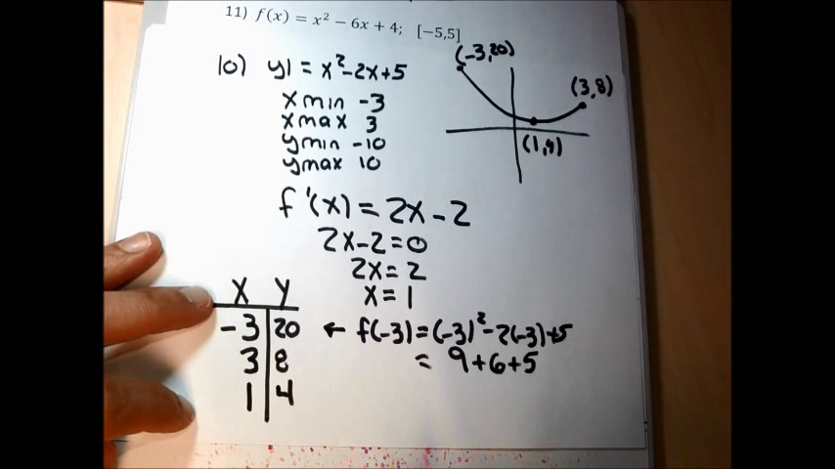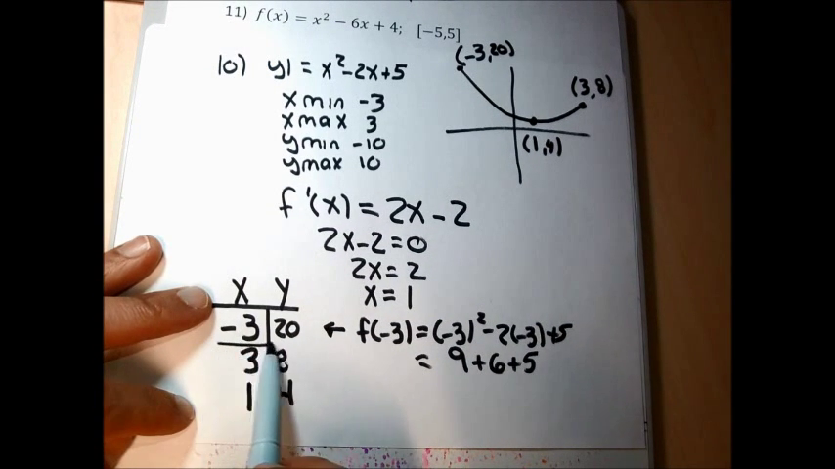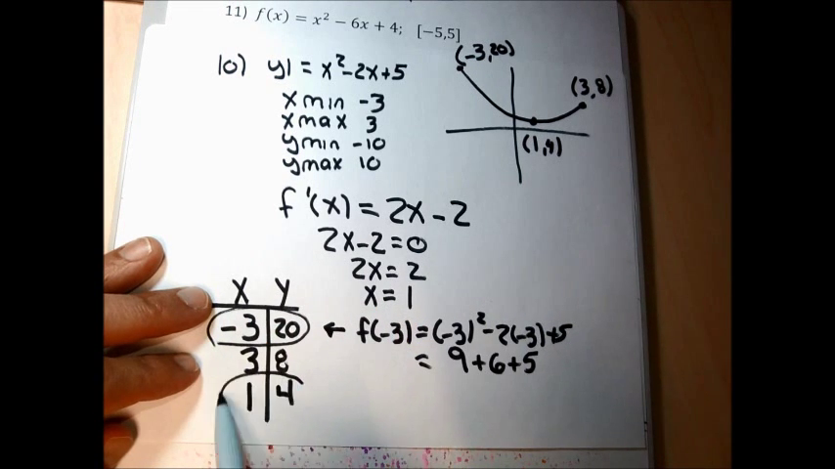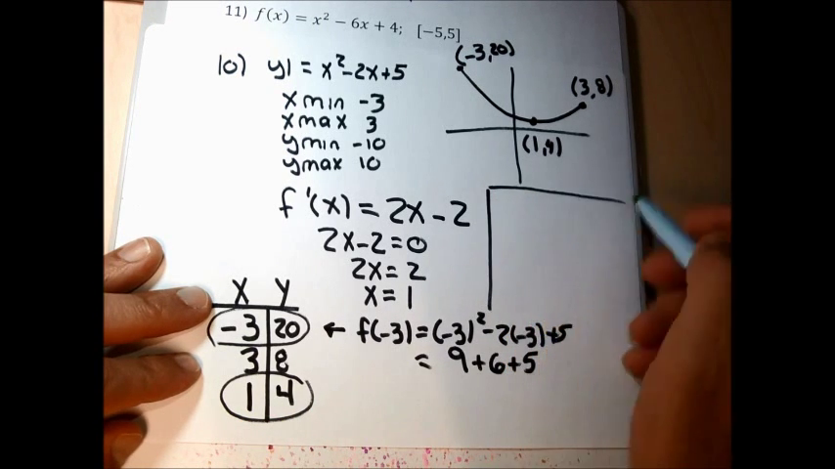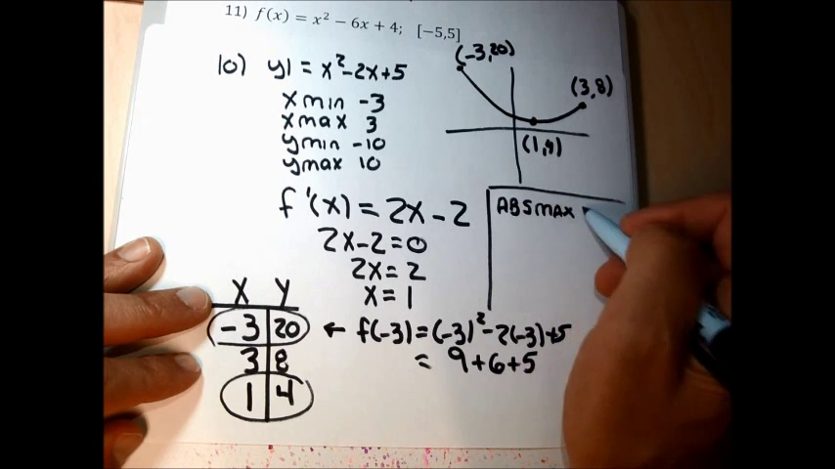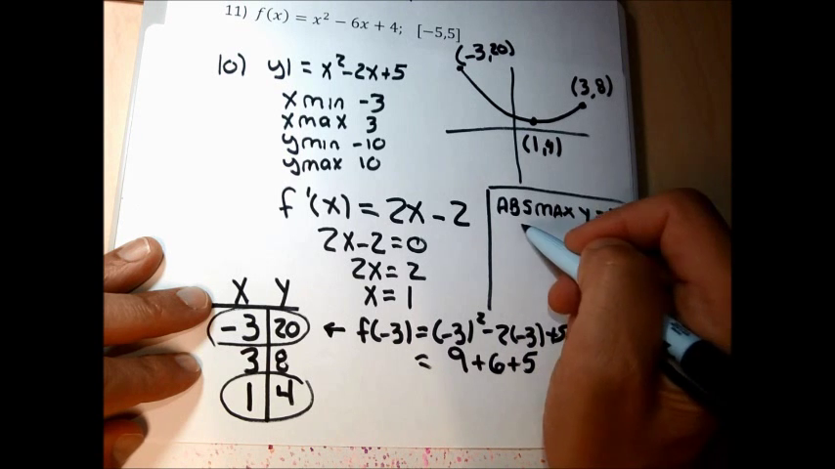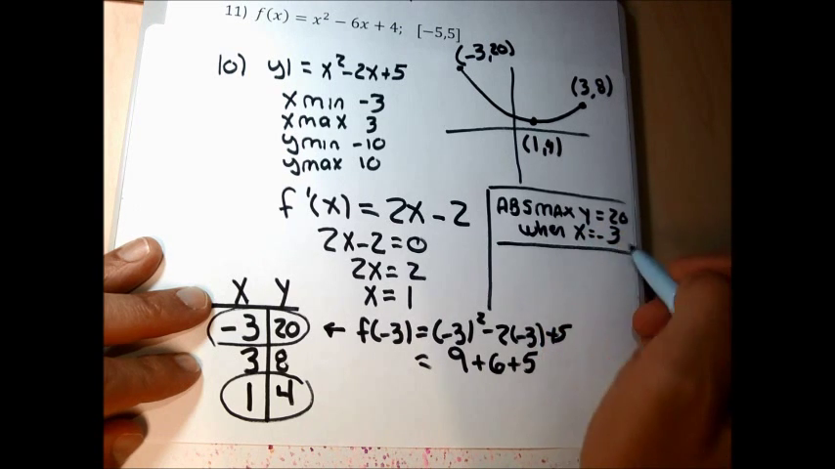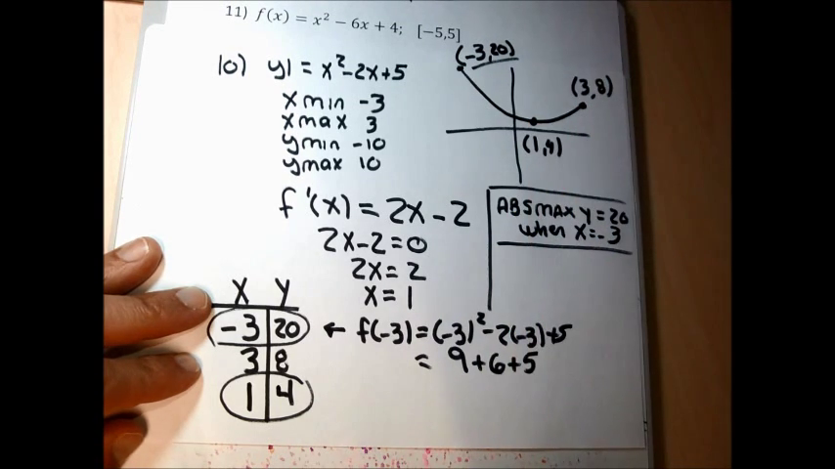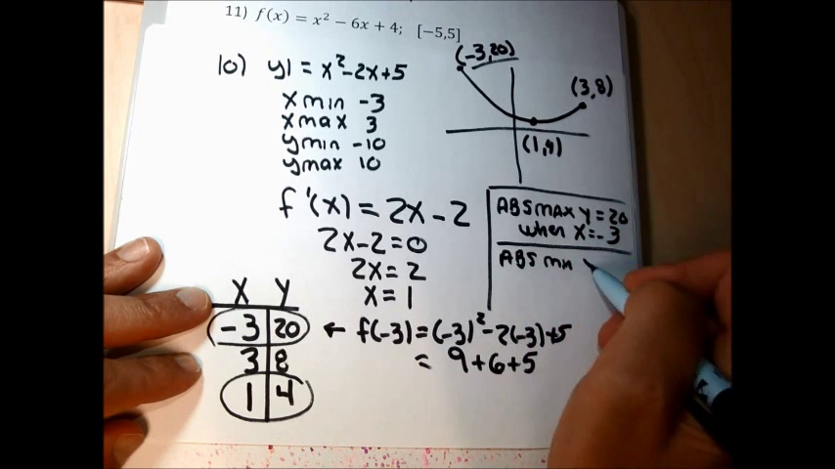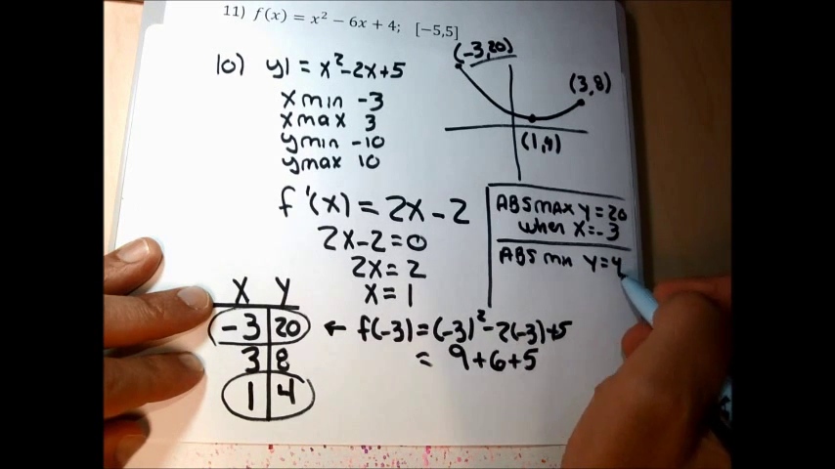So now I look at my table. The absolute maximum is 20 because it's the biggest y value. It occurs when x is equal to negative 3. The smallest y value is 4. It occurs when x is equal to 1. So my answer to this, I'll try to squeeze it in here. The absolute max is y equal to 20 when x equals negative 3. And that's kind of splitting that point up. And the absolute min is y equal to 4 when x equals 1.